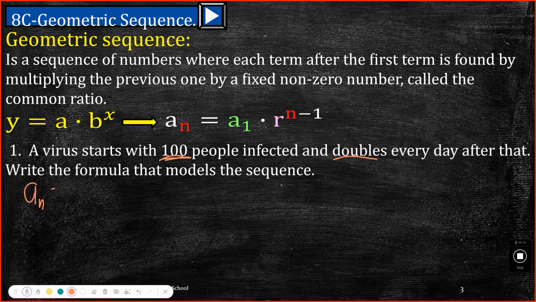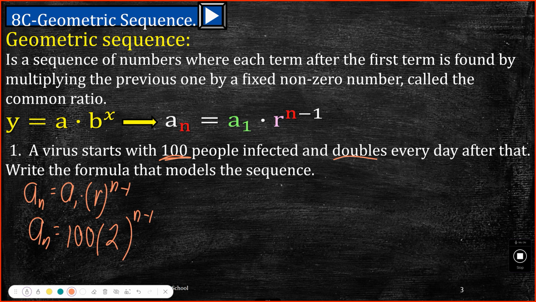A sub n equals a sub 1 times r to the n minus 1. A sub 1 is the amount of people that are infected on day 1, 100. I guess A1 is 100. R is that it doubles, n minus 1. How would we know if this is truly what's happening in real life?